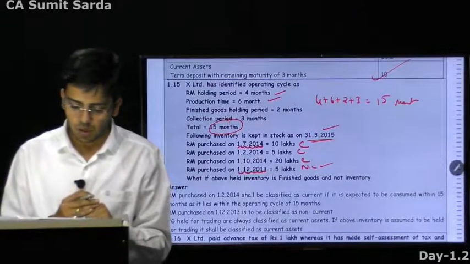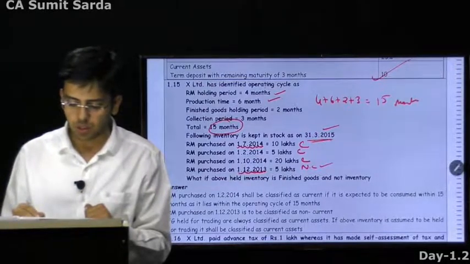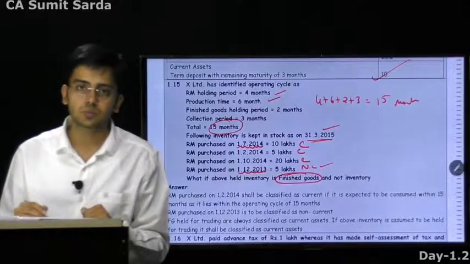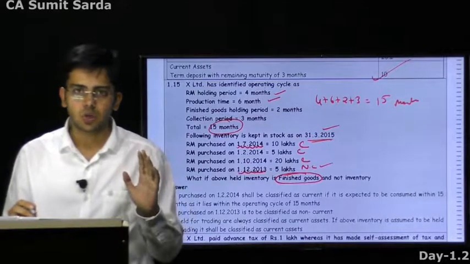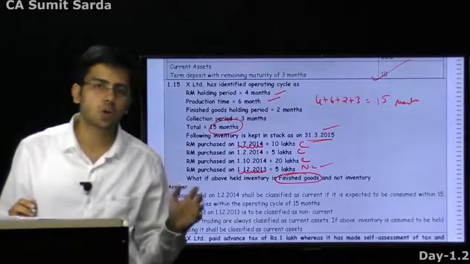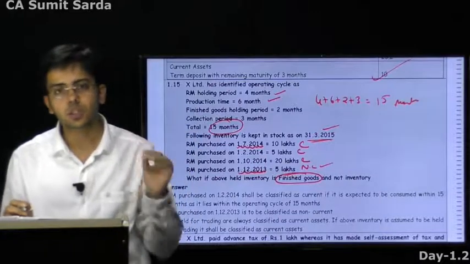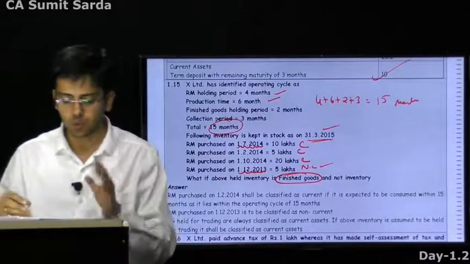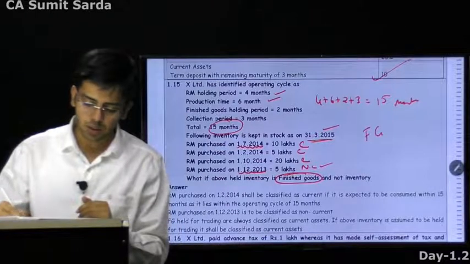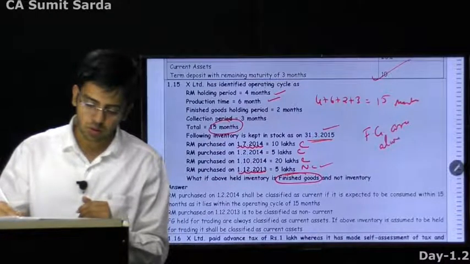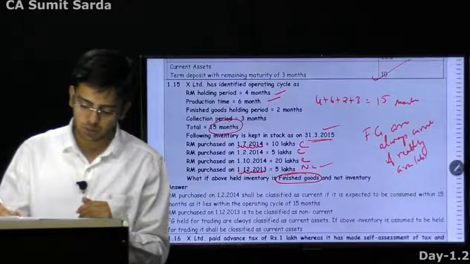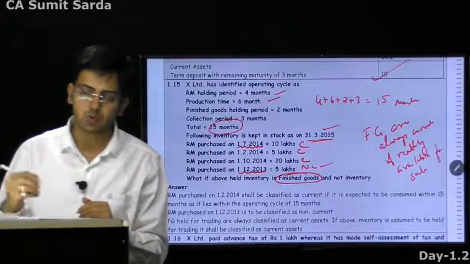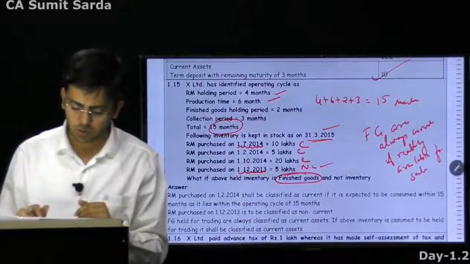What if the above inventory is finished goods and not raw material? Finished goods is something which is readily available for sale. So howsoever old it is, if it is available for sale, it is considered to be current. So finished goods are always considered to be current. Remember, under Indian accounting standard, finished goods are current if readily available for sale. If it is not readily available for sale, you cannot consider it to be current.